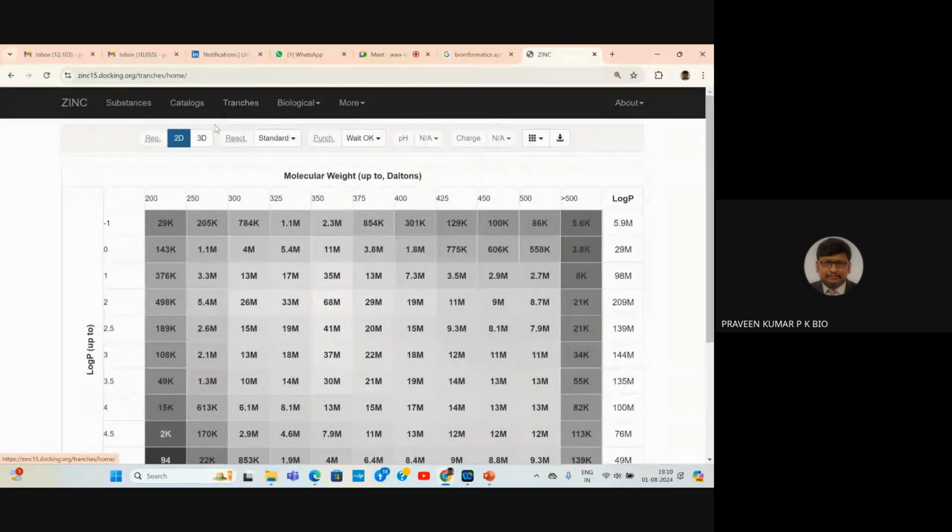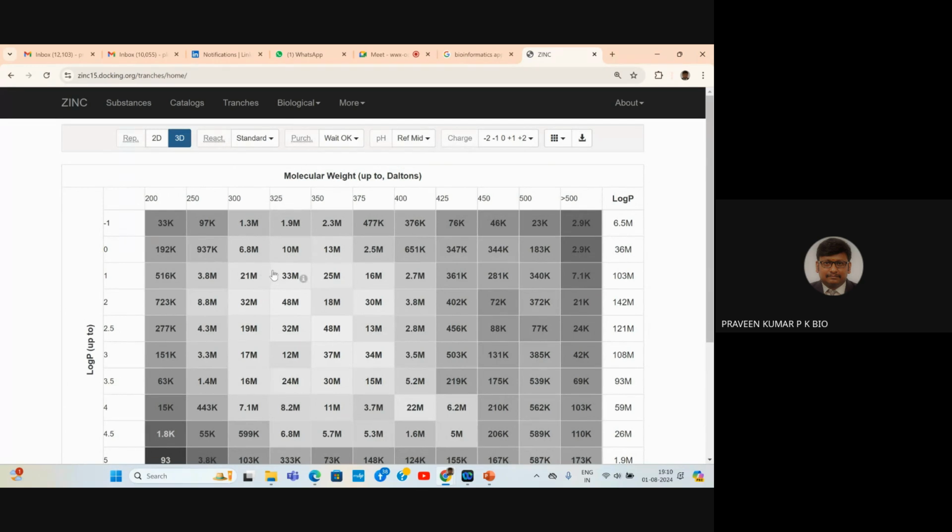If you click the tranches, we have 2D and 3D. If you click this 3D, you get only the 3D structure of molecules. Generally, if you want to go for docking, I suggest you take the 3D. Even when I was explaining NCBI PubChem, you remember, I told you to select only 3D and download SDF. If you select SDF, then you can download that kind of data set, and this data set can be visualized using Discovery Studio Visualizer.